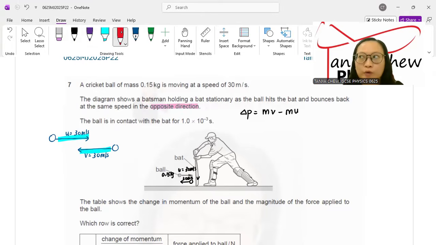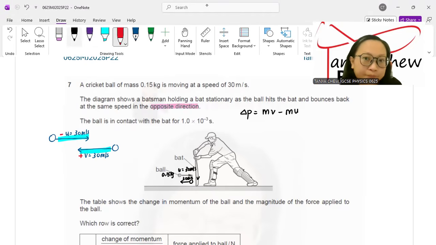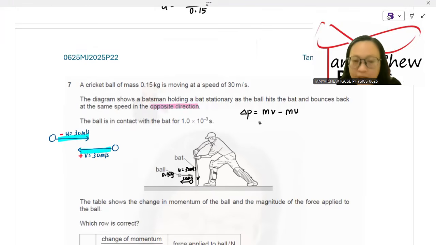Since you encounter two opposite directions of the velocities, I will put positive to one direction. Normally, I will put positive to the final velocity, and negative to the initial velocity. Now, safely sub in the values. Mass is 0.15. Final velocity is 30, minus 0.15, initial velocity is negative 30.